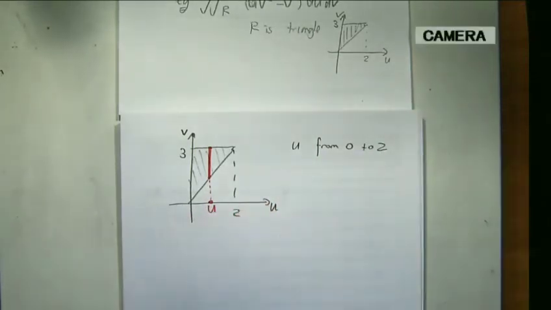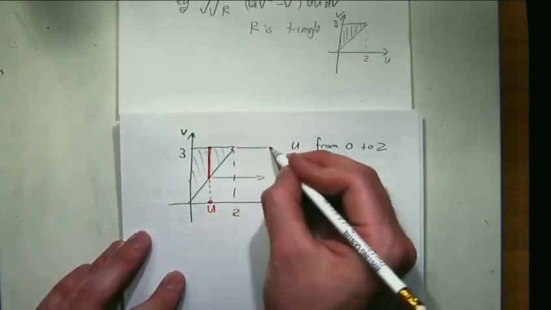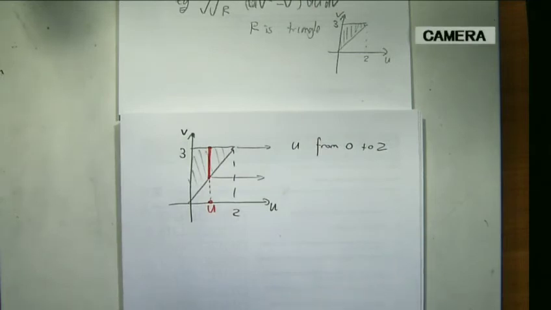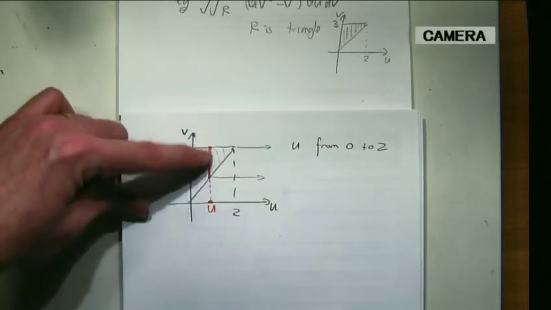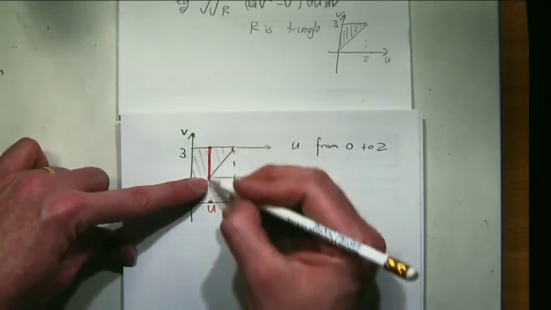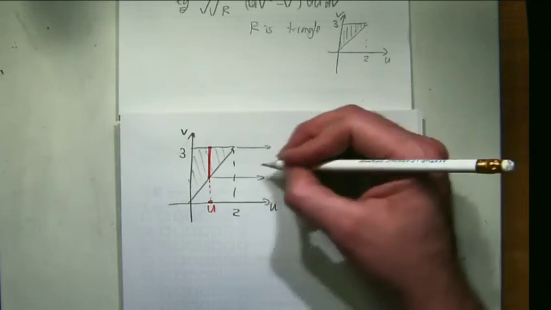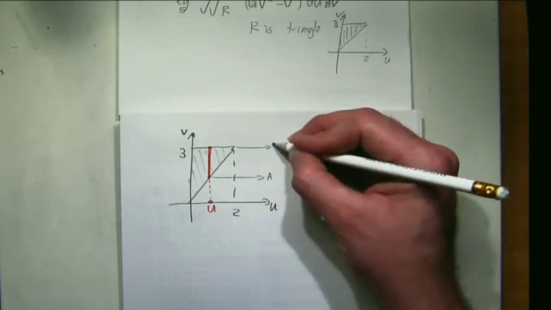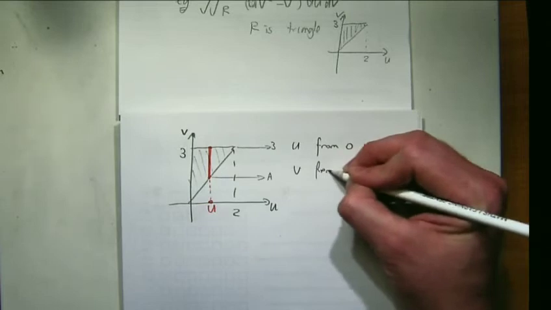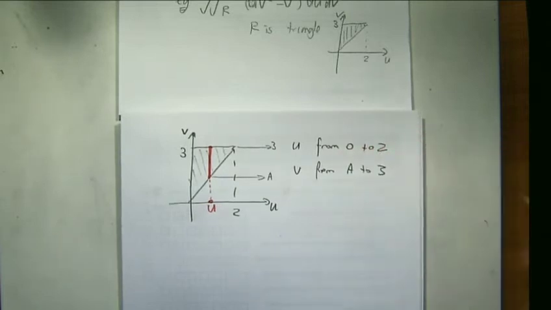And once you've chosen the u and you have that lovely vertical line, we need to know what these are in terms of u, because that's the zone that v can move along. v moves up and down this red line. So I've got that v, whatever this is here, v from whatever a is to 3. But I don't know what a is yet. So I just need to figure out what that is in terms of the u that I'm up to.